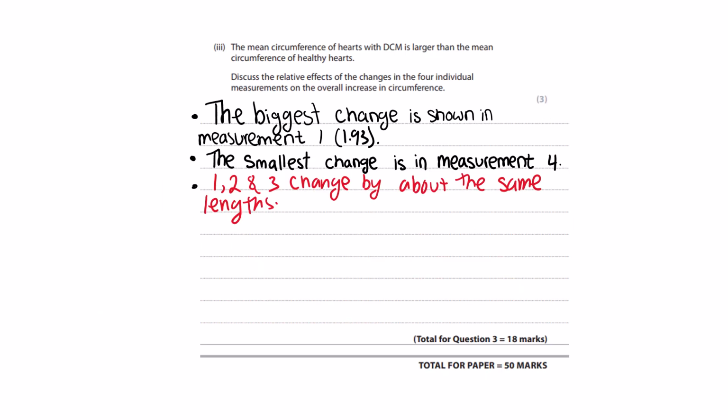Okay, now the final question. The mean circumference of hearts with DCM is larger than the mean circumference of healthy hearts. Because remember, the walls are much thinner, so the heart is going to be much wider because there's no muscle holding it together. So discuss the relative effects of the changes in the four individual measurements on the overall increase in circumference. Well, first of all, the biggest change is shown in measurement 1, which is 1.93. The smallest change is in measurement 4, and 1, 2, and 3 change by about the same amounts. They change by 1.93, 1.89, and 1.90, so they're pretty similar.